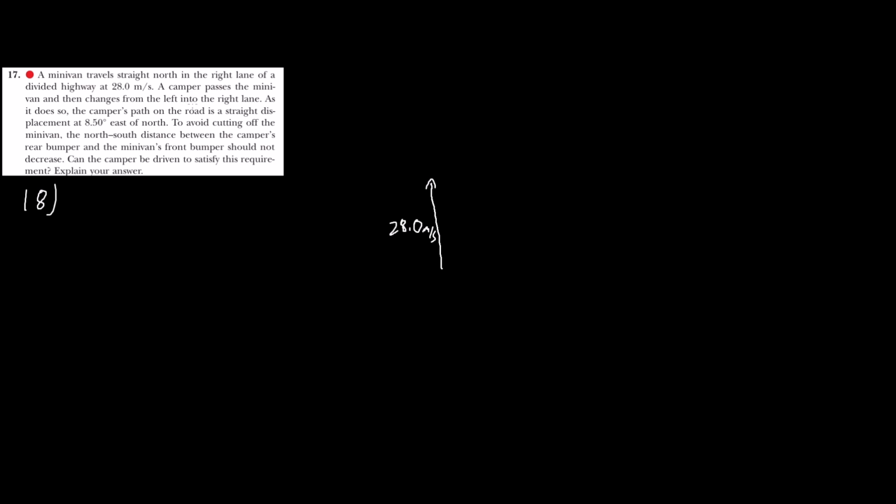As it does, the camper's path... So if this is the minivan traveling up there and this is the camper, I'm not going to show passes. I want to know which bumper is which, and that might be a little confusing. You definitely have to take that into account. To avoid cutting off the minivan, the north distance between the camper's rear bumper... So this is the minivan.